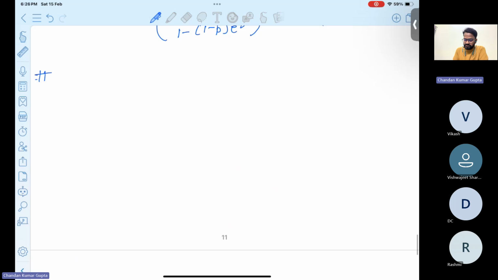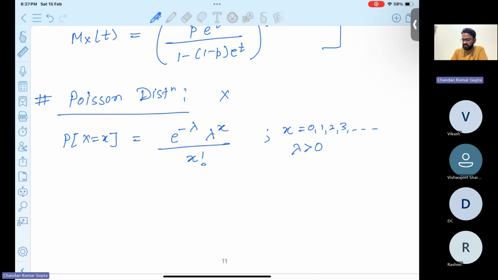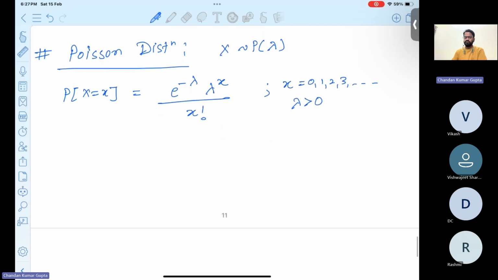Now the next one is the Poisson distribution. This distribution is quite used in everyday life. When we are discussing a rate, or we have a very low probability of success, in that kind of scenario we use the Poisson distribution. The probability mass function is e to the power minus lambda, lambda to the power x upon x factorial. Here x may take values 0, 1, 2 up to infinity, and lambda is greater than 0. We can denote that x follows P(lambda), the Poisson distribution with parameter lambda. There is only one parameter.